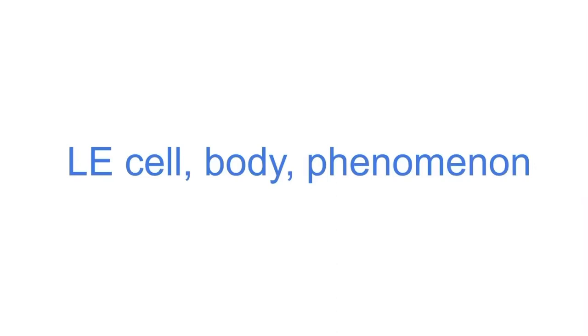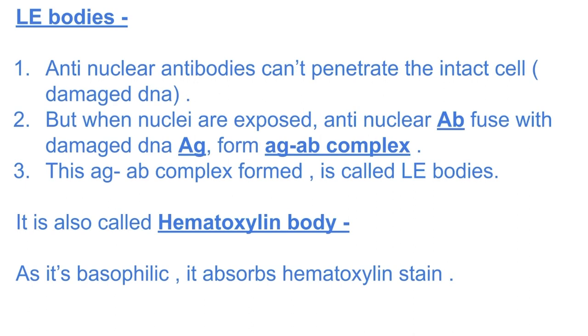In this video, let us talk about LE cell, LE bodies and LE cell phenomena. Coming to LE bodies. Anti-nuclear antibodies cannot penetrate the intact cell. What is an intact cell? An intact cell is a complete cell which has the nucleus and everything in it. Here the cell we are talking about has damaged DNA. So these anti-nuclear antibodies cannot penetrate the intact damaged DNA cell.